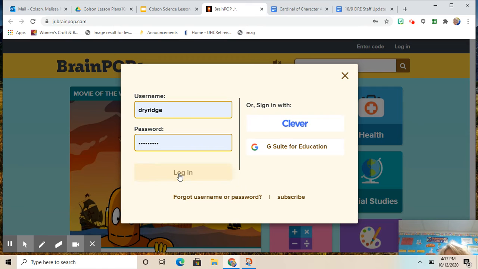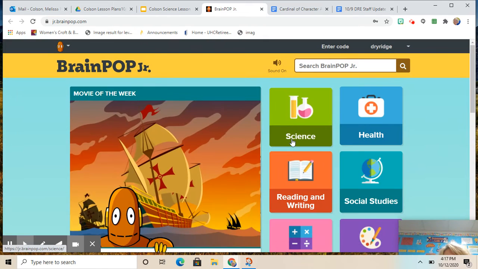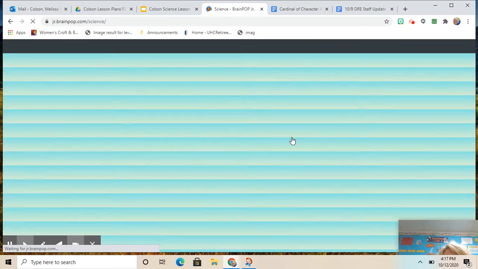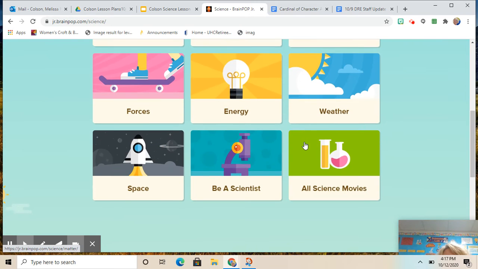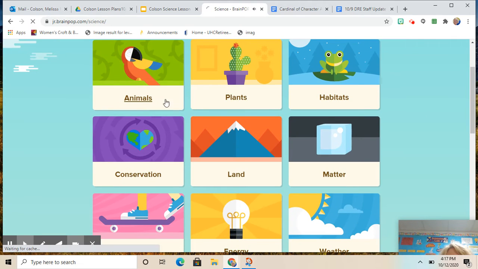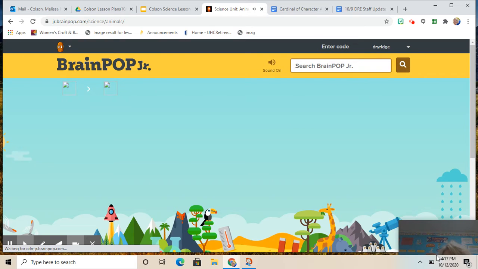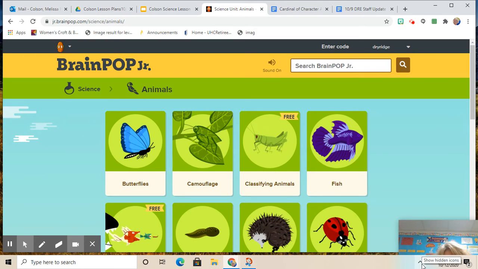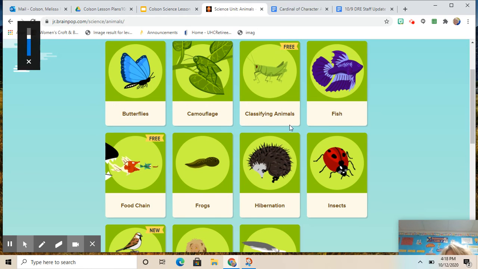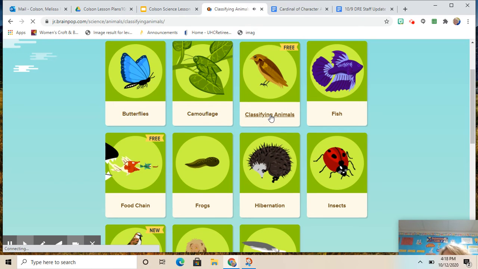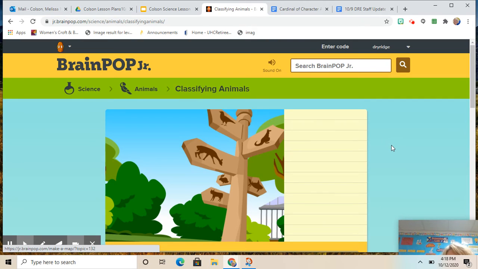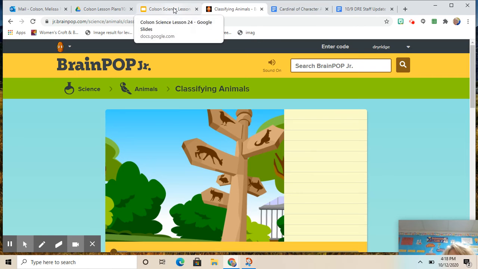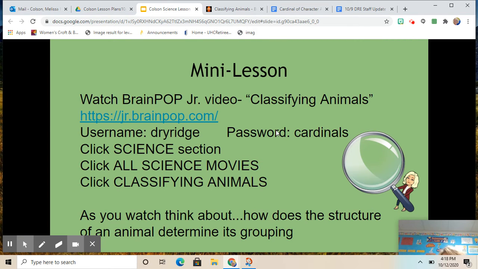Dry Ridge and Cardinals. And then when you get to science, we're looking for animals, or you can go to all videos. You can either come to all science videos, all science movies, or you can come to animals. And we're looking for classifying animals. And so you'll watch that. Once you've watched that, then return back to the teacher video. But as you watch, be thinking, how does the structure of an animal determine its grouping?